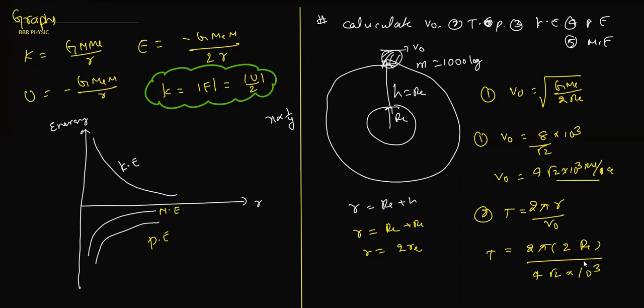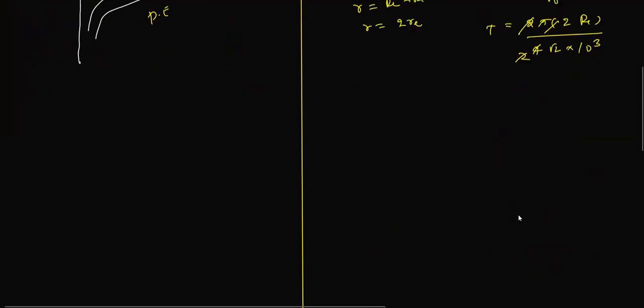10 raised to 3. 2 ones are 2, 2 twos are 4. These two will get cancelled. So what will we get here? Time period equals pi by root 2 into, if it goes to the numerator, 10 raised to minus 3 seconds.